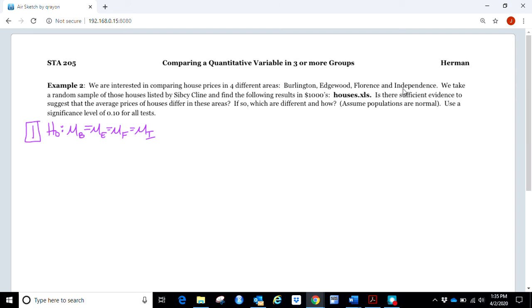My alternative hypothesis, again, unlike in previous modules, is a little bit more vague. It is just going to be that at least one of those population means is different.